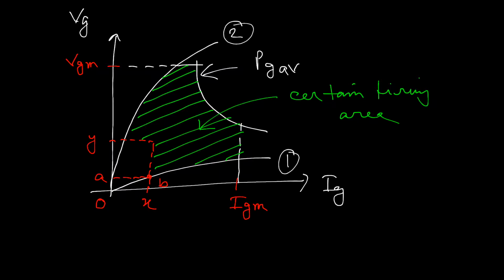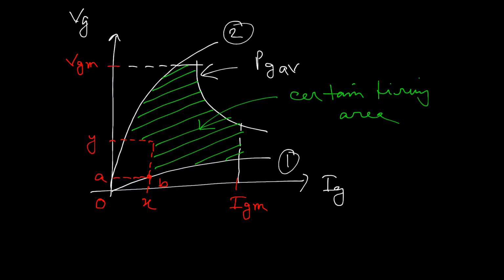So, from this figure, we can conclude that OX is the minimum amount of gate current up to which the thyristor is not able to fire. OY is the minimum amount of gate voltage up to which the thyristor cannot be fired properly, and O small a is the minimum amount of the gate voltage that is not able to fire the thyristor.